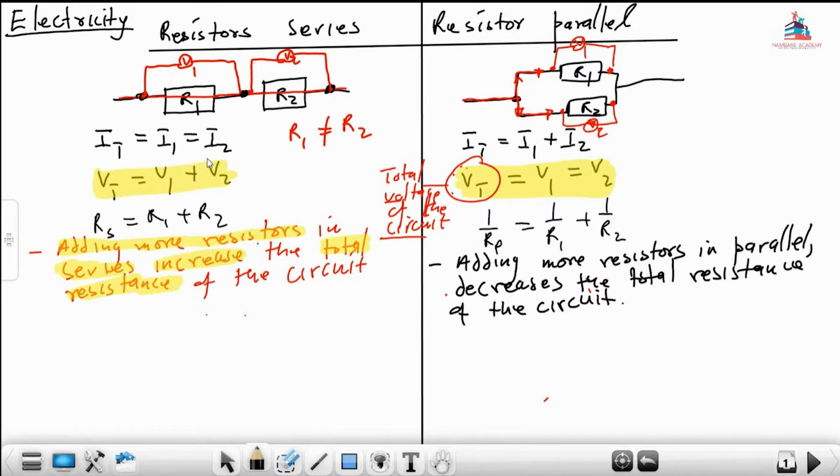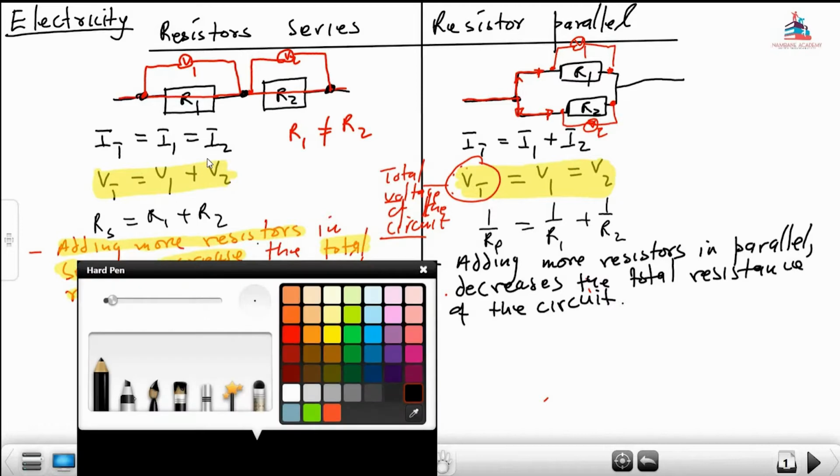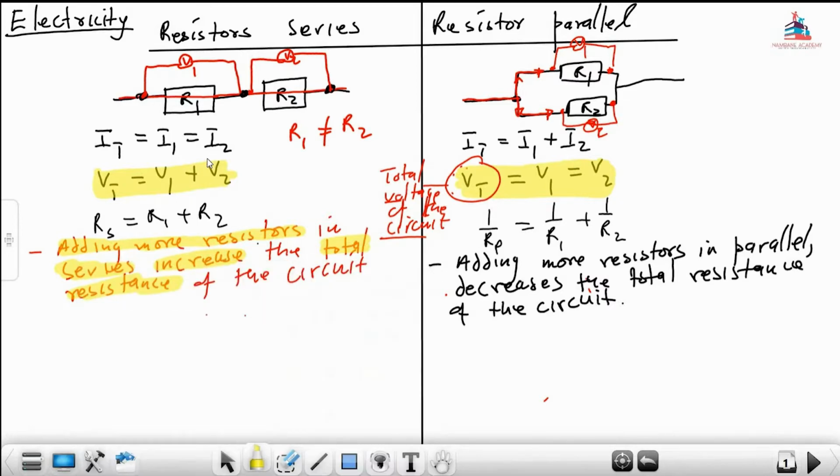So once I have resistors in parallel and I want to add more resistors, I am actually going to decrease the resistance. So if I want to decrease the resistance of the circuit, what must I do? I must just connect my resistors in parallel. Once I connect them in parallel, it is going to allow me to have what? A smaller resistance.